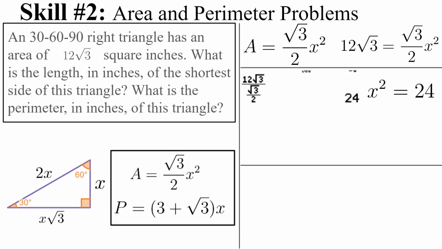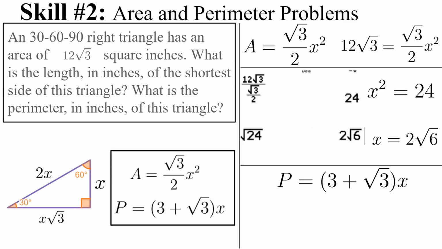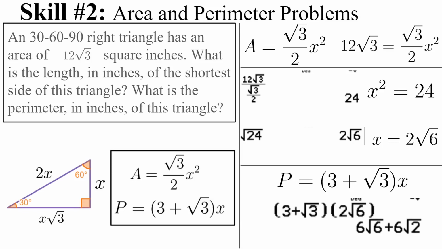Now we're going to take the square root of both sides. The square root of 24 simplifies to 2 root 6, so we get x equals 2 root 6. The shortest side is the side across from the 30, so the x side is the shortest. So that's the answer to the first part, 2 root 6, I guess inches. And then for the perimeter, we can find all the sides and add them up, or we can just use the equation: 3 plus root 3 times x. We're just going to put in 2 root 6 for x, and I'm going to do that in a calculator. And I get 6 root 6 plus 6 root 2.